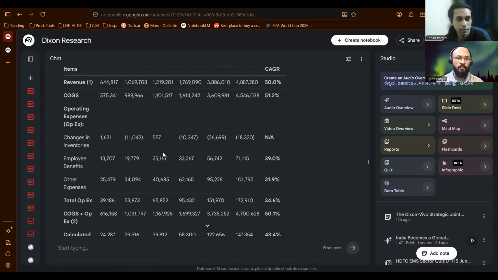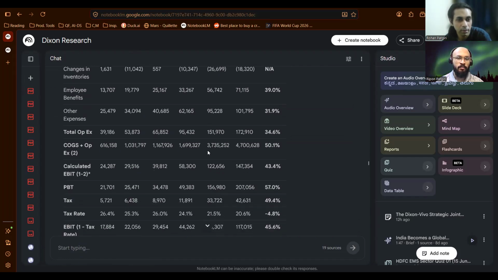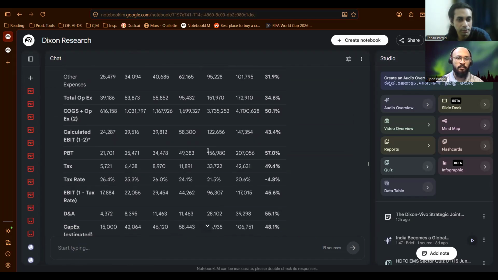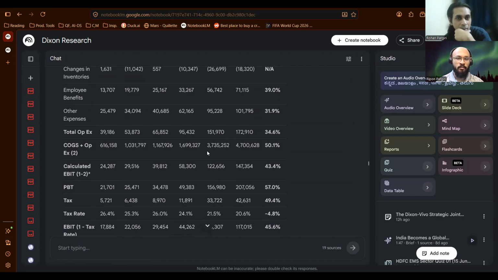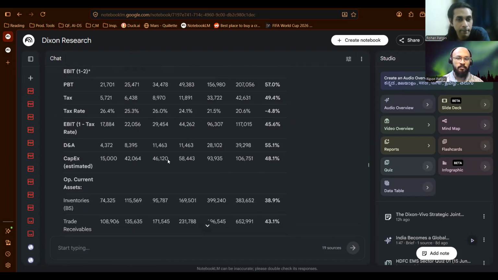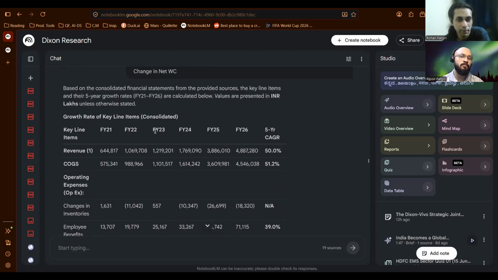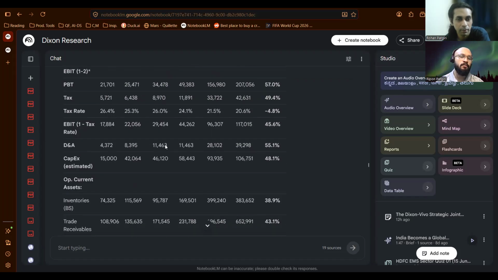So it did certain things, but it also made certain mistakes. Let me find where it made them. Yes, these two numbers, can you see, are the same, but they are from two different financial years. This is from financial year 2023, this is from FY24. They should have been different.